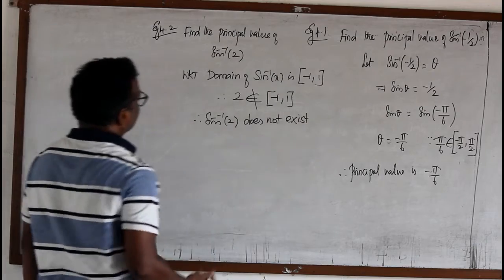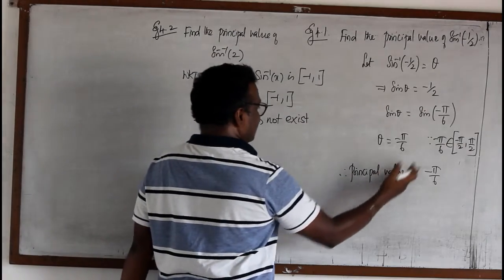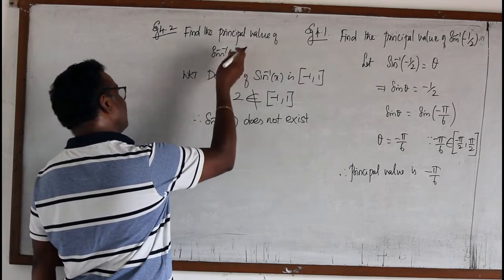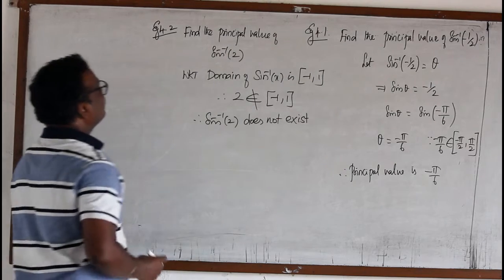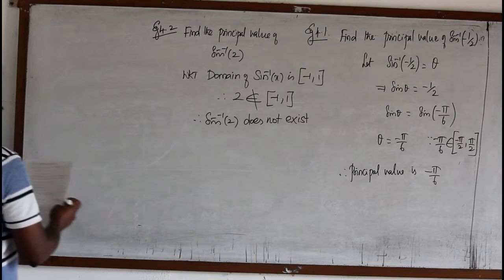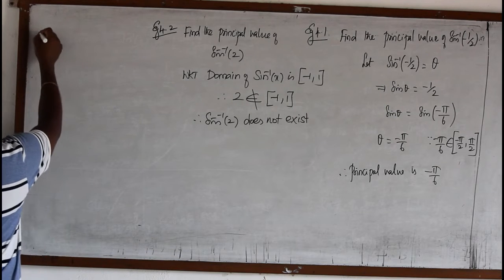Hope you can understand. If you are finding the value, that value must lie in the range, and if you are checking for any value, that value must be in the domain. Then only we can find whether it is existing or not. Now example 4.3.